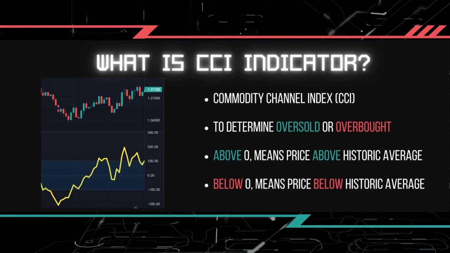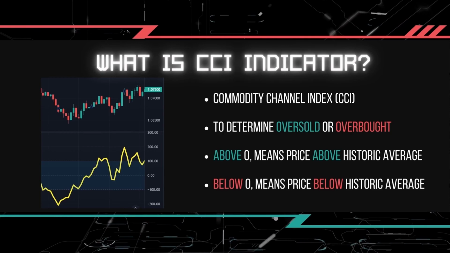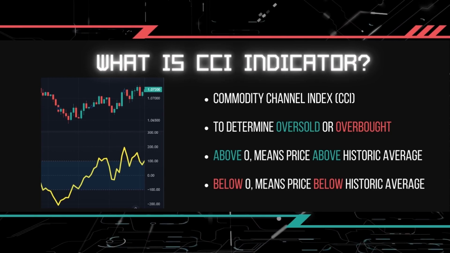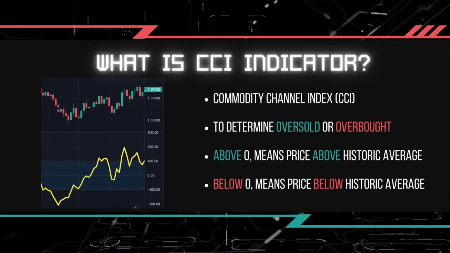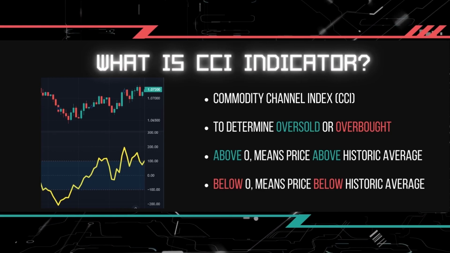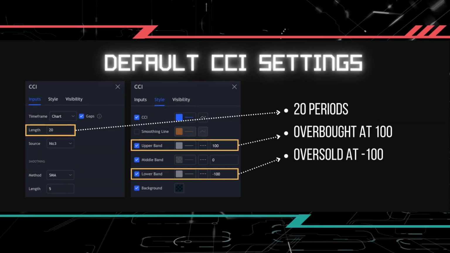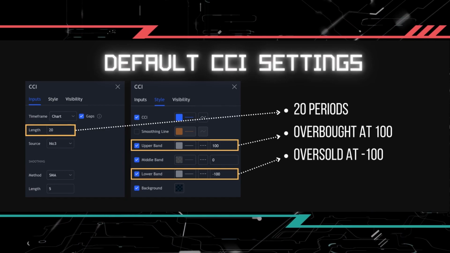CCI measures the difference between the current price and the historical average price. When the CCI value is above zero, it means that the price is above the historic average. Conversely, when the CCI value is below zero, this indicates that the price is below the historic average. The default CCI indicator uses 20 periods, with the oversold level at -100 and the overbought level at 100.